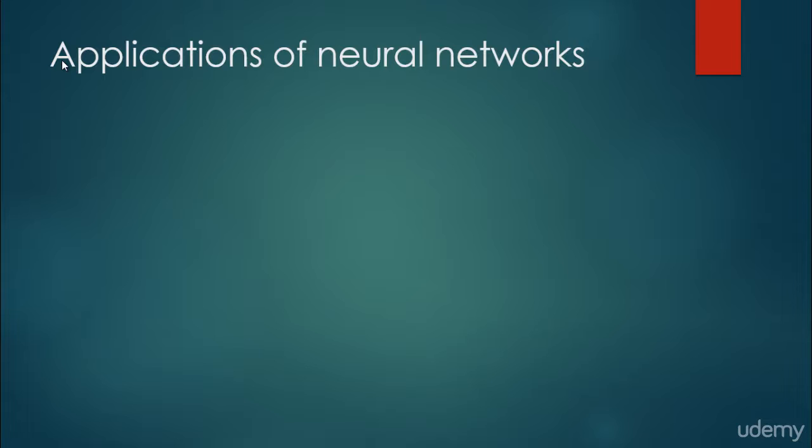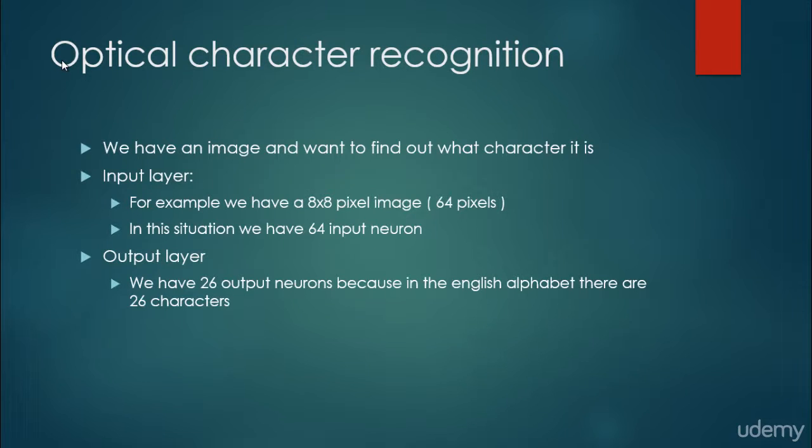But on the other hand, I think that there are two main topics that are very, very interesting, and these kinds of problems can be solved very, very efficiently with the help of neural networks. One is optical character recognition, and the second is how to detect patterns on the stock market. So for example, in optical character recognition, we have an image and want to find out what character it is. So we have to construct the input layer and the output layer accordingly.